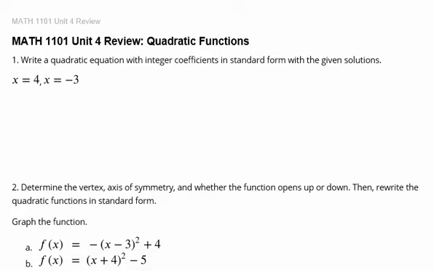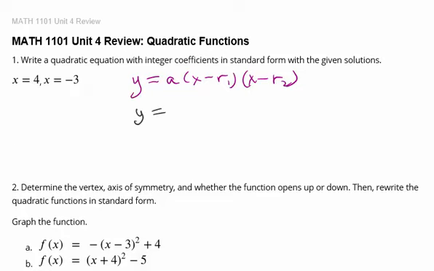Let's take a look at some of the questions on the unit for review. We're going to write for number 1 a quadratic equation with integer coefficients in standard form with the given solutions. So x is 4 or x is -3. Okay, so we'll start with factored form, y equals a times x minus r1 times x minus r2, where r1 and r2 are the x-intercepts of a quadratic function.